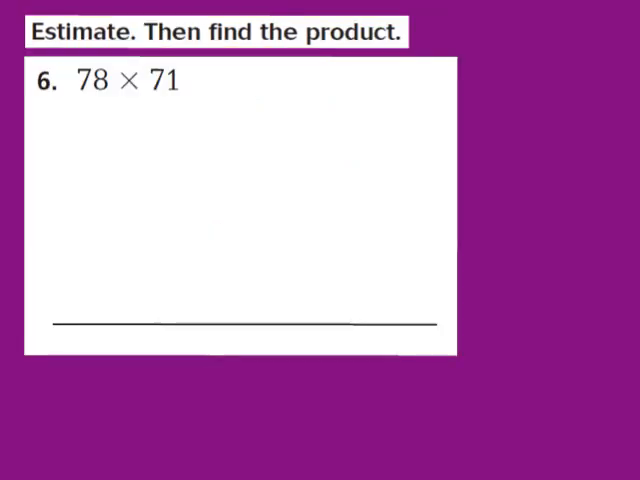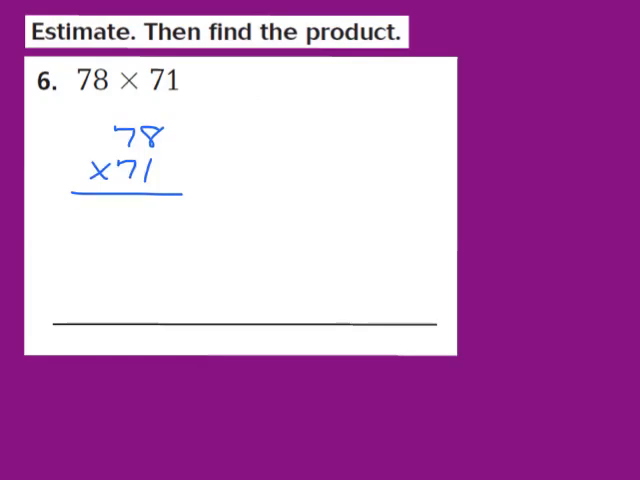Now, let's take a look at question number 6. Once again, our directions say to estimate and then find the product. For number 6, they give us 78 times 71. Now my first step is going to be to just rewrite the problem, so once again it's in that easier format for us to multiply. So I have 78 times 71.